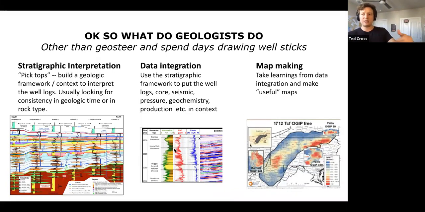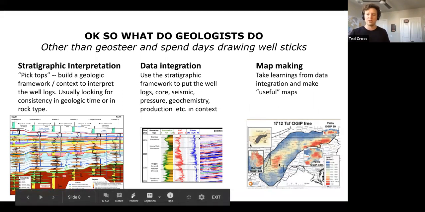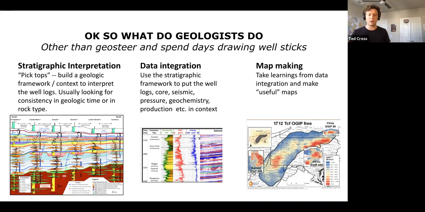Once that's built, they do some kind of data integration, where they use the stratigraphic framework they built in step 1 to put the well logs, core, seismic data, pressure measurements, geochemistry, and production data into some kind of context to say, okay, I think this is what is driving production. I think we should drill our wells here, et cetera. And a third item is that they make maps that represent those learnings from the data integration. Things like, what is the gas in place? So that when they go to lease or prioritize their drilling inventory, they know where the best rock is.